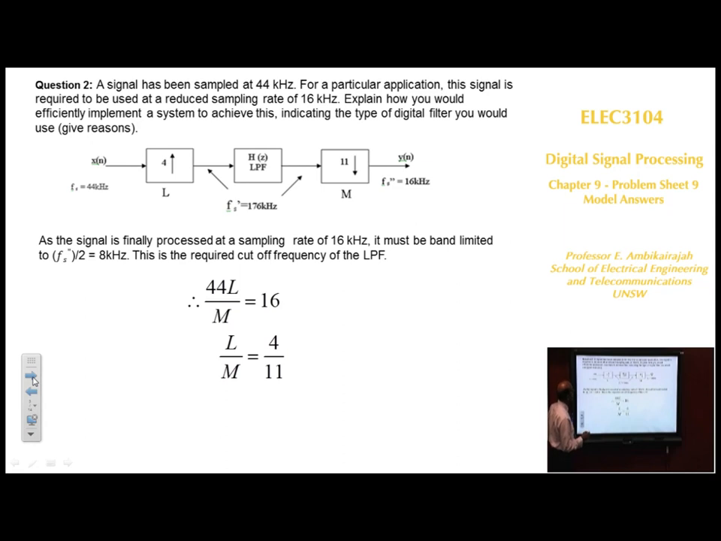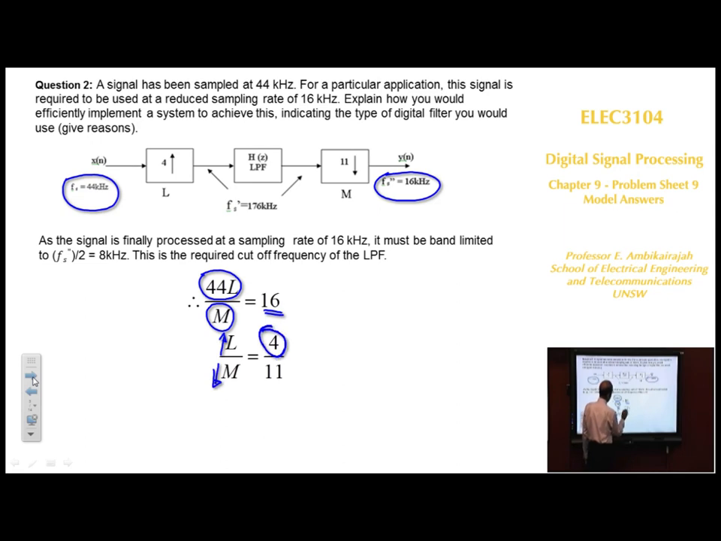And look at this question. The signal that you have is 44 kilohertz at this position, and what you want here is 16 kilohertz. So how do you achieve this? You could start with 44 times L over M equal to 16. Therefore L is the upsampling and M is the downsampling part. So upsample by 4, downsample by 11.